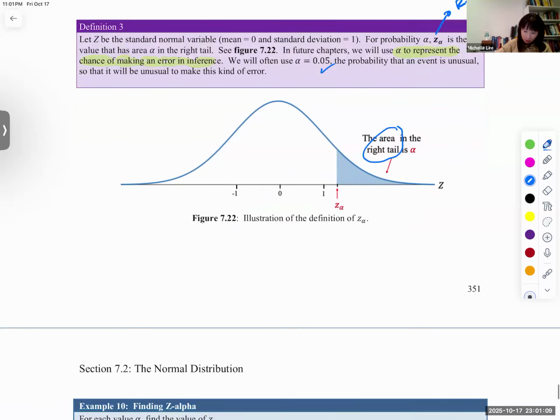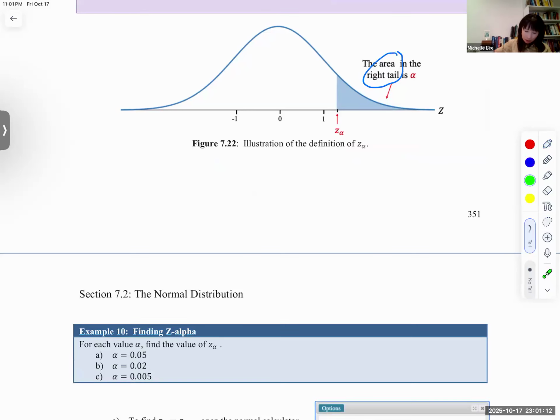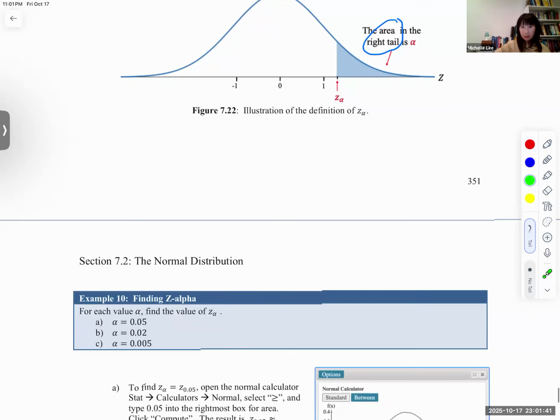Okay. Now let's do this one. We have alpha is 0.05. We want to find the value of z sub alpha, which means alpha is given and we want to find the z-score. Let me take a picture and then I'm going to show you how to find the z-score. 0.05, 0.01, 0.005. All right, so this is the last one. Oh, you cannot see again.